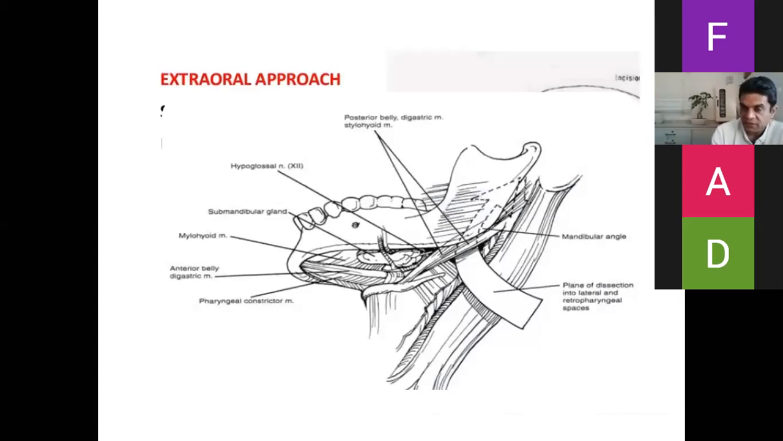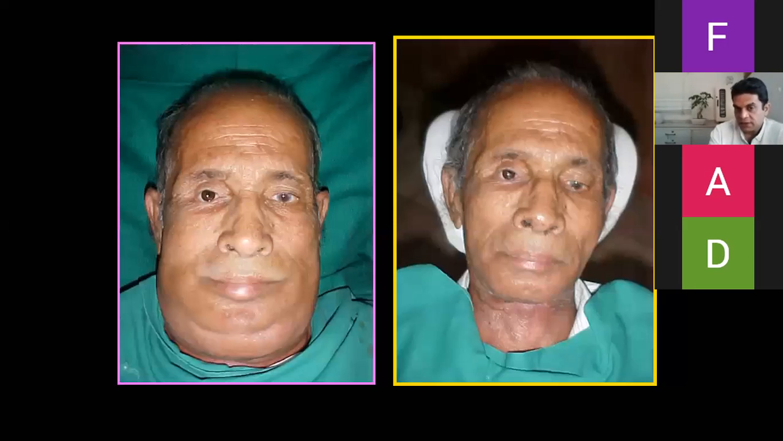But if it is a deep infection involving the retropharyngeal space also, then it is always better to give an extraoral incision at the anterior border of the sternocleidomastoid. You go between the sternocleidomastoid and the posterior belly of the digastric, deep towards the mandible, and you will be able to drain the retropharyngeal spaces.